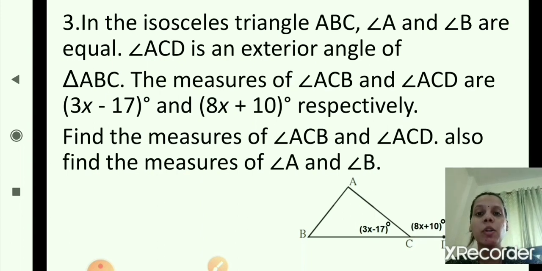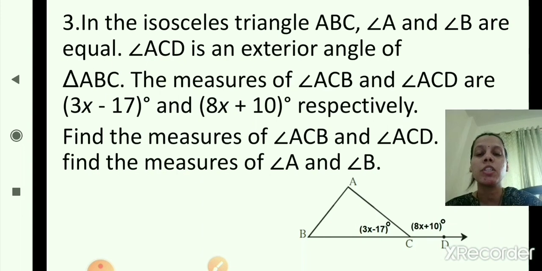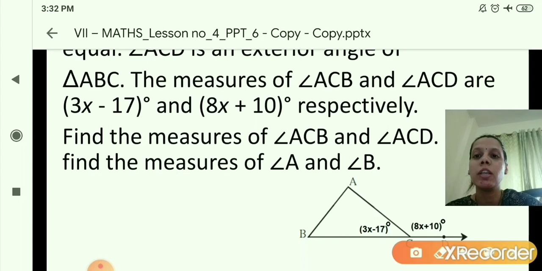So first we will draw the figure. Yes, the figure is not given. So from the information given in the question, you will draw the figure. So, isosceles triangle ABC. All of you know the meaning of isosceles triangle: the triangle which has two sides equal. So first we will draw isosceles triangle ABC, as shown in the figure here.